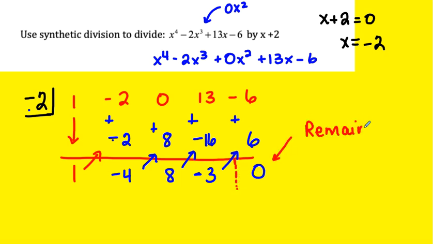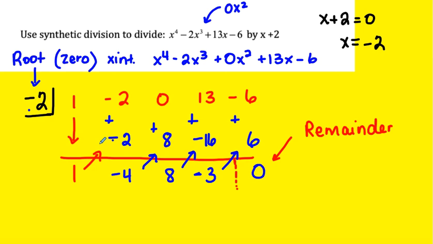But hold on there, mama, because now my remainder is 0, and that actually tells me something. That tells me that negative 2 is a root of the polynomial. It is a 0 of the polynomial. It is an x-intercept of the polynomial. And this is one of the reasons we use synthetic division.